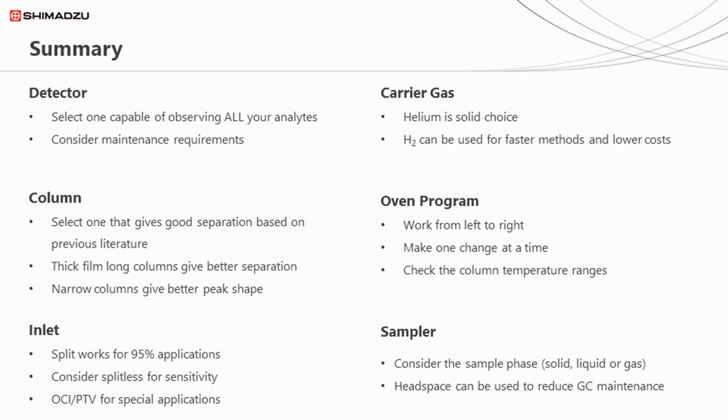For the inlet, a split injection works for 95% of applications. Consider splitless for sensitivity and OCI PTV for special applications. For carrier gas, helium is a solid choice. Hydrogen can also be utilised for faster methods and lower running costs. For the oven programme, work from left to right. Make one change at a time, and check the column temperature ranges.